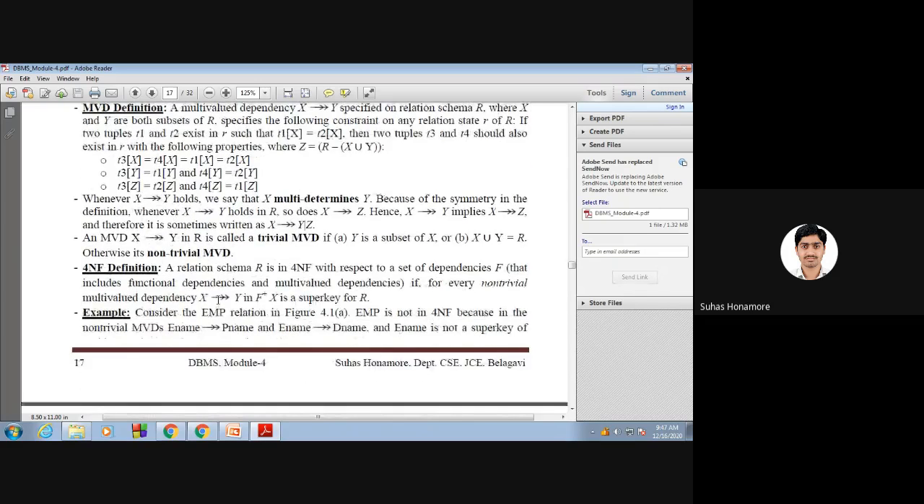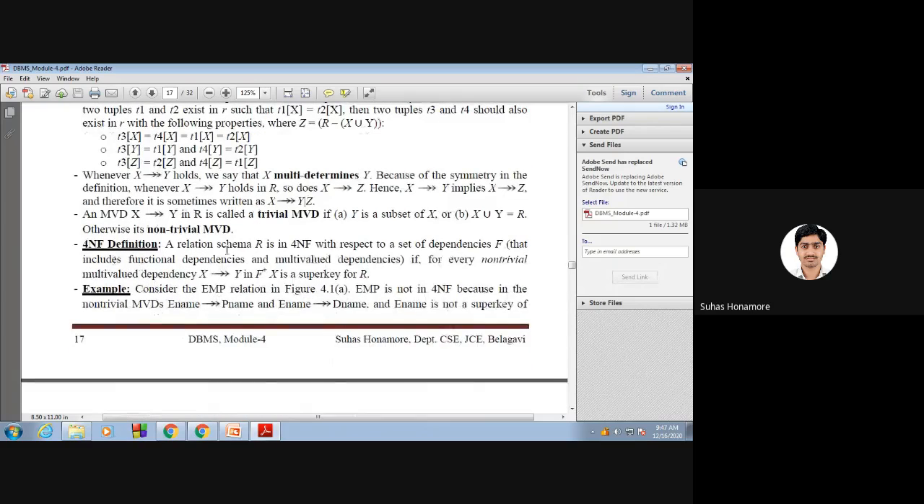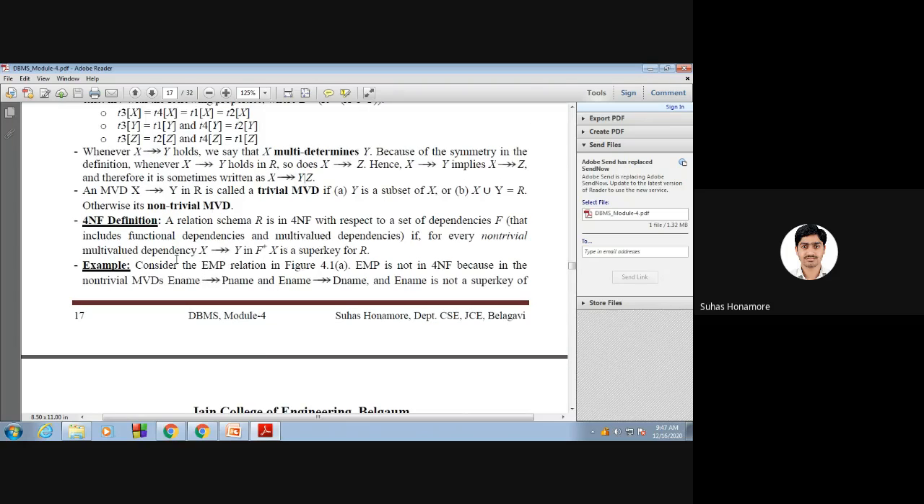Okay, now we'll see what 4NF is. Depending on this, 4NF is defined. So what is 4NF? Here we are saying that in 4NF there is a relation.